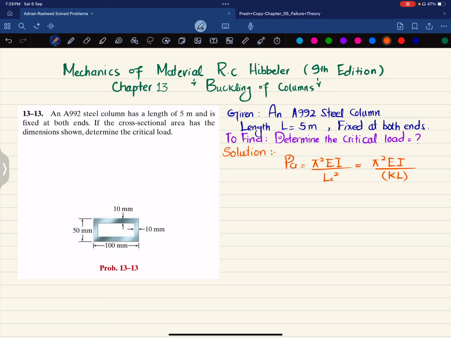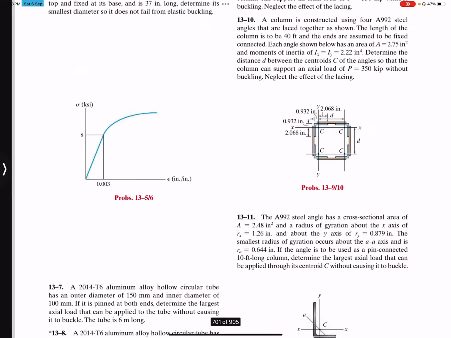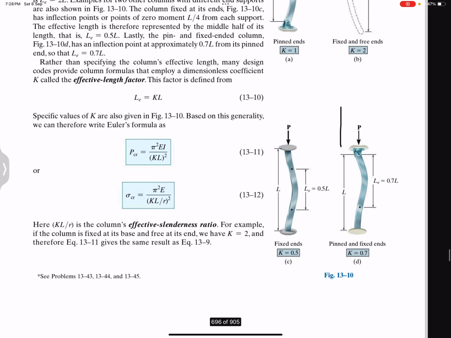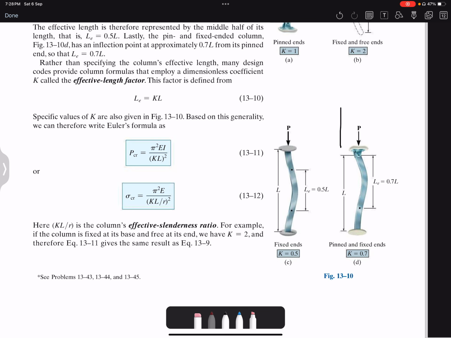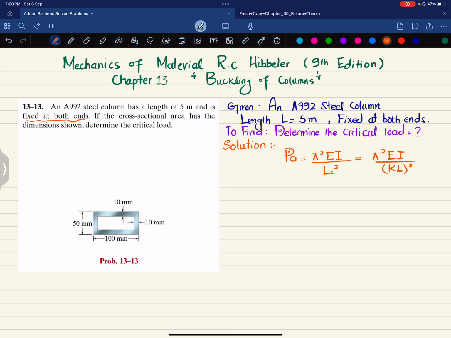What is K? K is the factor, and it is given that both ends are fixed. So we will go toward the book and we will see that for both ends pin supported, what, both ends fixed, sorry. So you can see for both ends fixed, we have K is equal to 0.5. So K is equal to 0.5 for both ends fixed.